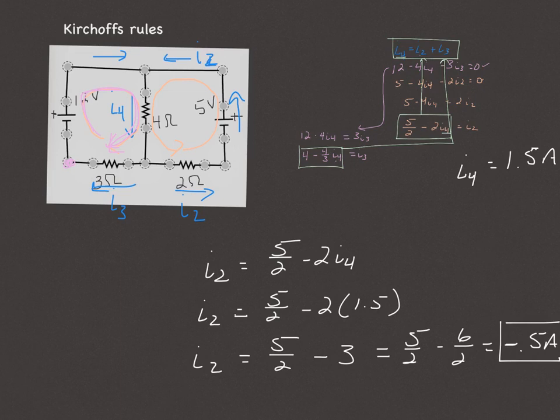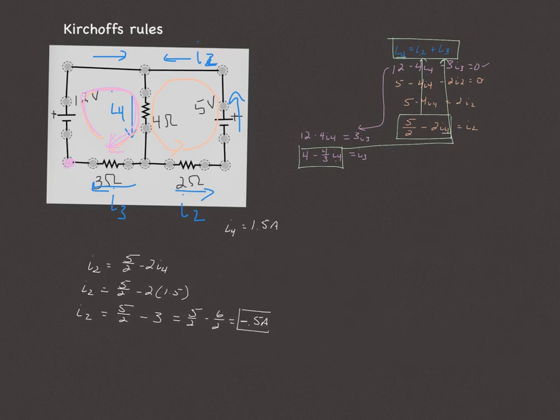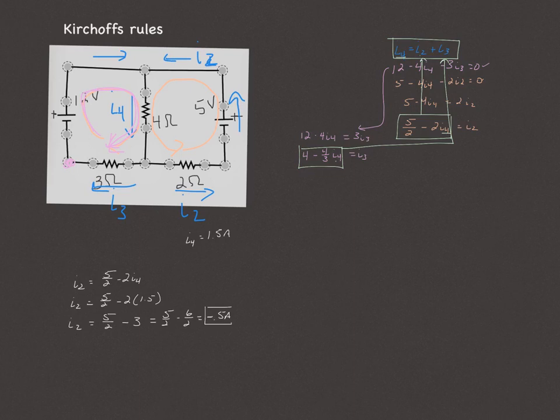Okay, so we have two of the currents. We have one more equation that we didn't use, which is our current junction rule. So if we plug the 1.5 and the 0.5 into our junction rule equation, we should be able to easily solve for that last current. Okay, so I4 is equal to I2 plus I3.